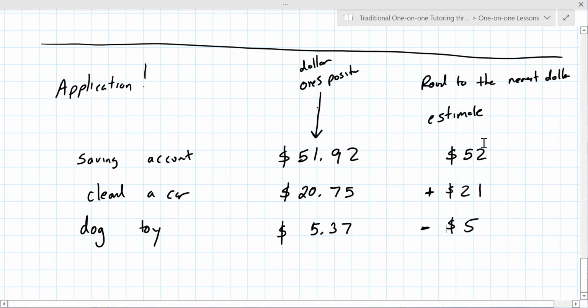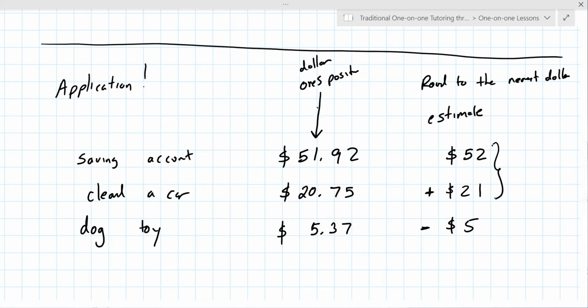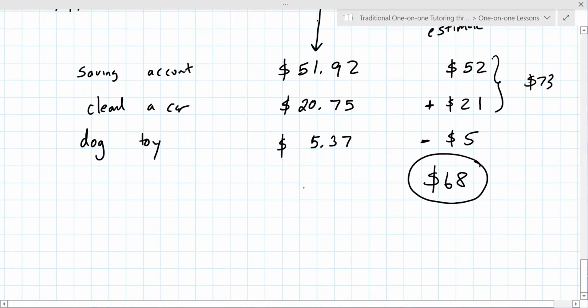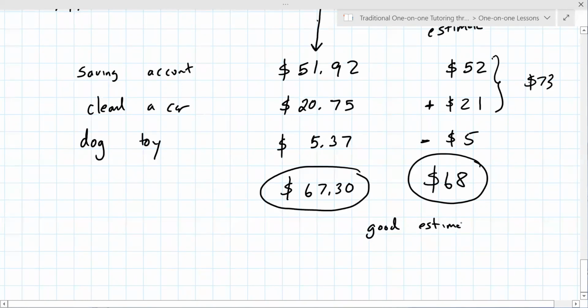All right. So let's do this. What is 52 plus 21? Can you add these two numbers together? 73. And now I want you to subtract the 5. 68. So if you were estimating, you would say I'll have about $68 at the end of this. And if you work out the math exactly, it's $67.30. Is this a good estimate? Yes. I agree, I think it is.